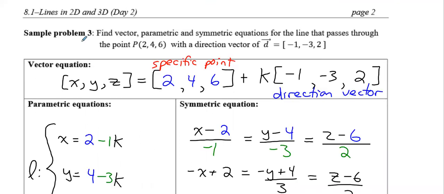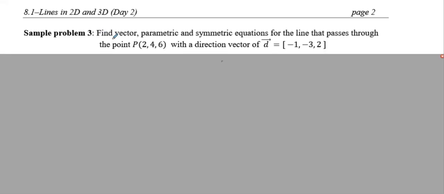All right. So as far as this third sample problem here, we're asked to find a vector, parametric, and symmetric equations for the line that passes through a particular point given a direction vector. So we're given some limited information again, but think of this as like a grade 9 situation. You're given a point, you're given a slope, you have to put the equation together. So you need to know the different formats.